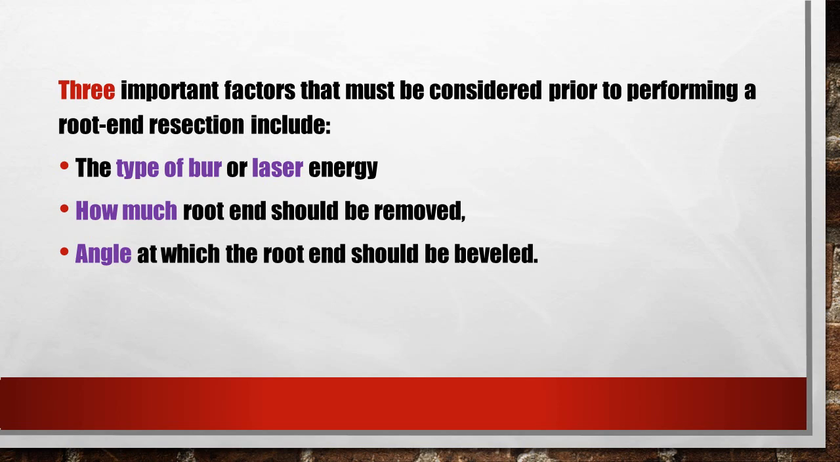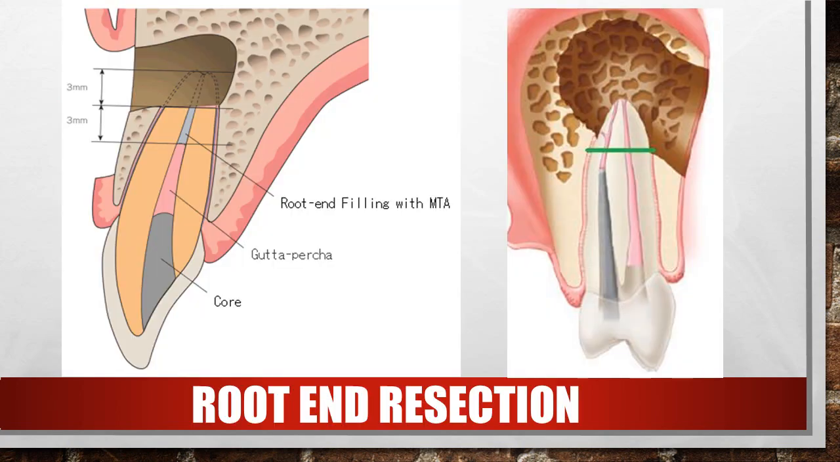And the angle at which the root end should be beveled. So generally we like to go perpendicular to the long axis of the tooth. The reason will be given in the next slides. Okay, so here you can see the root end resection planning which is to be done. You can see that 3 mm of the root end tip is going to be resected, if you can see the figure on the left, and roughly 3 mm of your root end filling has to be done with your MTA.